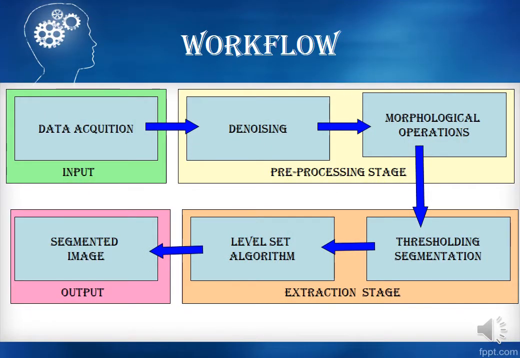The entire workflow is divided into 4 stages. Input stage: in the input stage, the data are received from the MRI images and it is sent to the pre-processing stage. While pre-processing, the noises are removed and the morphological operations are done. Then it is sent to the extraction stage where the features are extracted by level set algorithm and thresholding segmentation. Finally, it is sent to the output stage where the segmented image is shown.